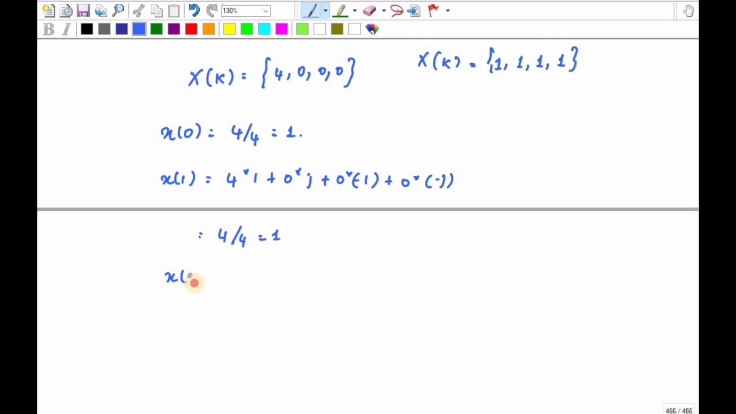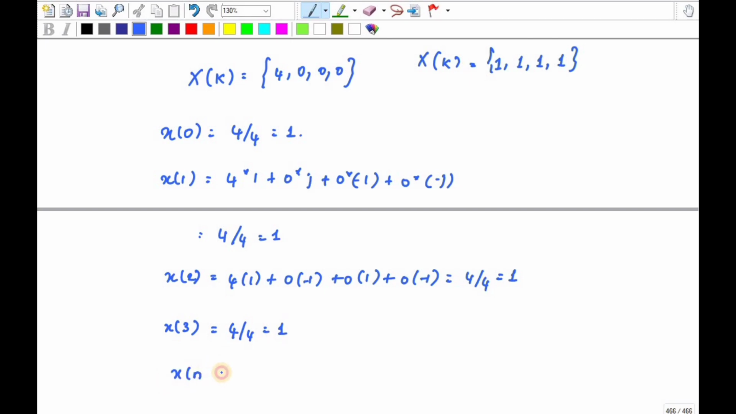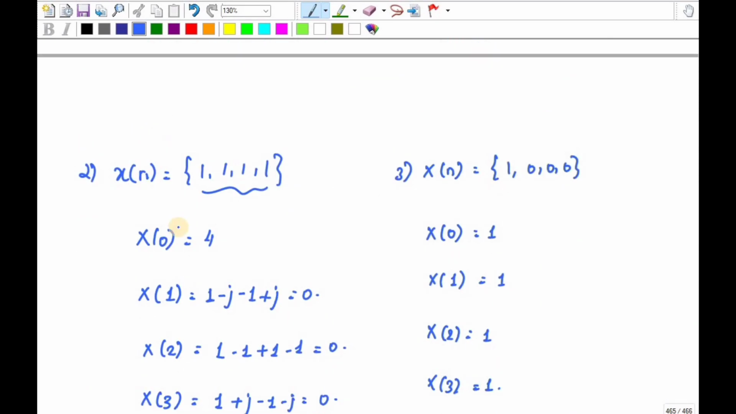So what is x of 2? 4 into 1 plus 0 into minus 1 plus 0 into 1 plus 0 into minus 1. So you will get 4, and if you divide it by 4, you get the answer 1. Next, x of 3 also, you will get 4 divided by 4, that is nothing but 1. So my x of n values are 1, 1, 1, 1. This is the step for the IDFT, inverse discrete Fourier transform. You can verify this: x of n is equal to four ones.